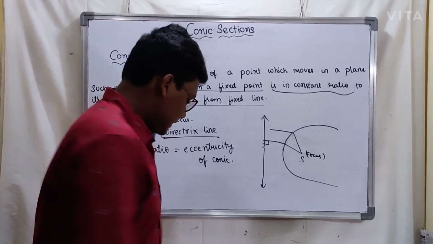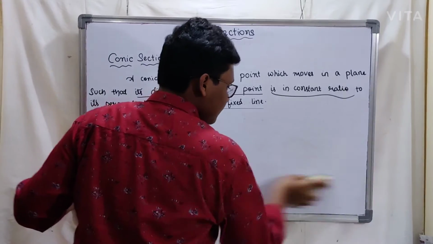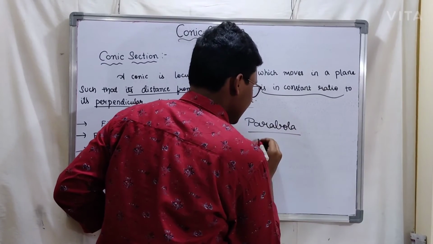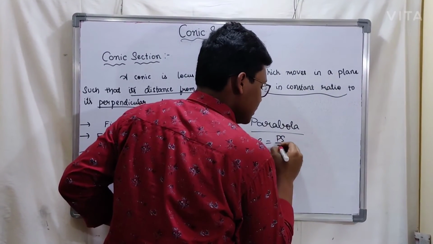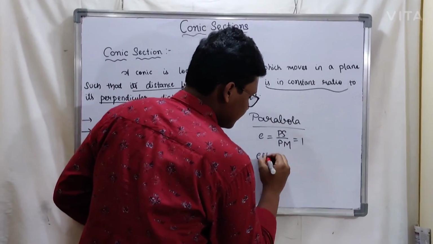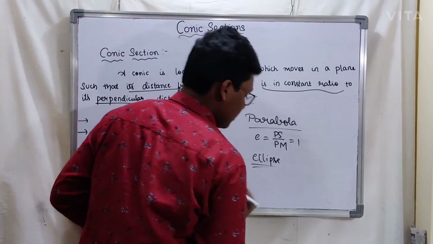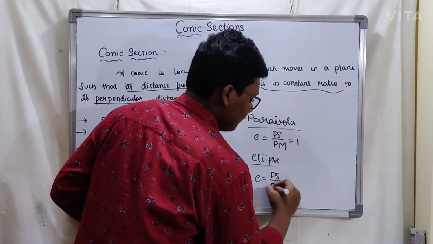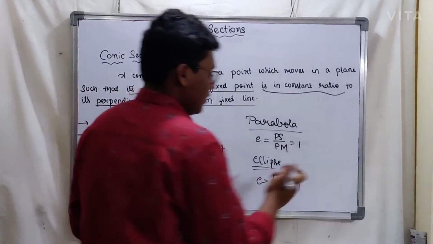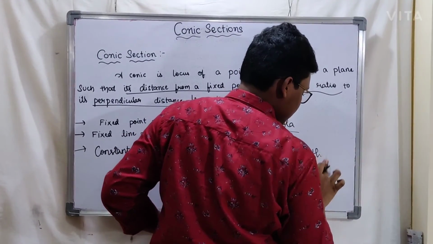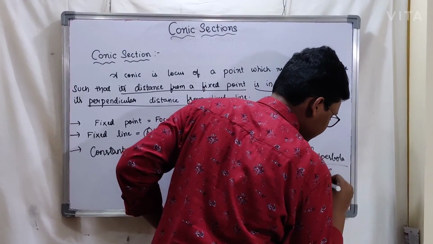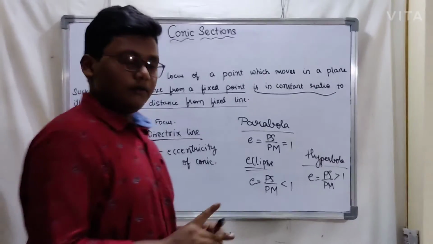Now, for a parabola, the eccentricity E, PS by PM should be 1, and for an ellipse, E, PS by PM will be less than 1. And for a hyperbola, E equals PS by PM will be greater than 1.